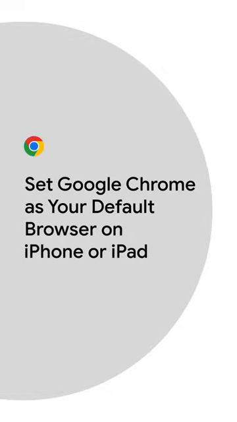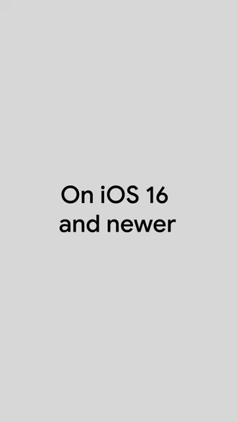Set Google Chrome as your default browser on iOS. When you set Google Chrome as your default browser on your phone, any links you click will automatically open in the app. Let's go through the steps to set Chrome as your default browser on iOS.